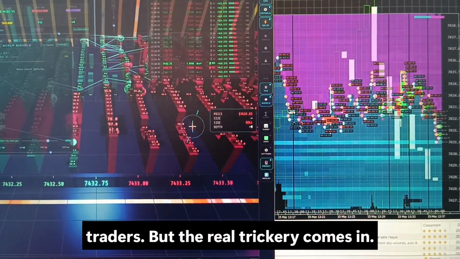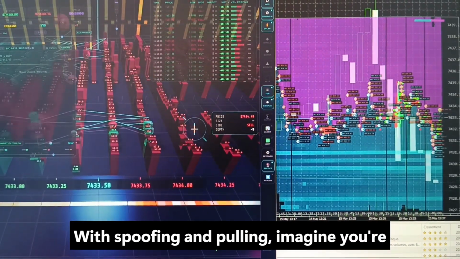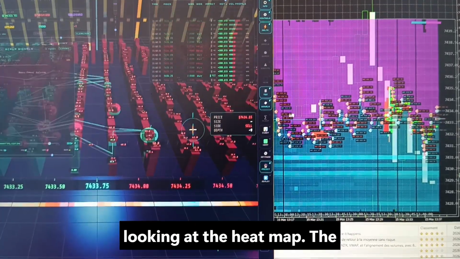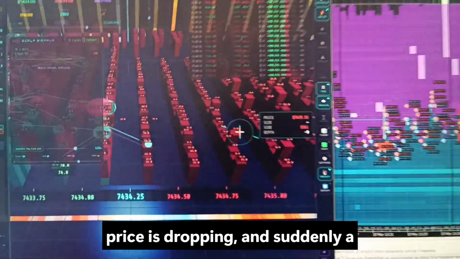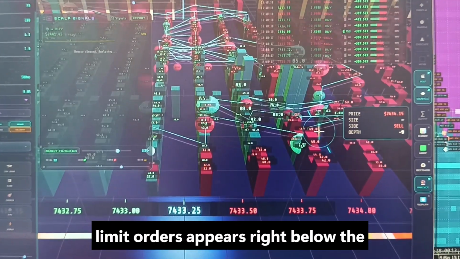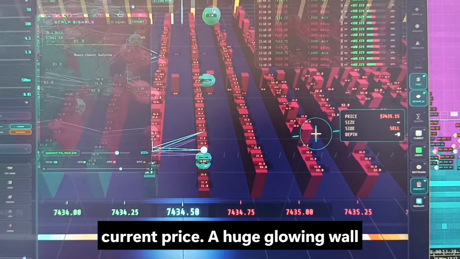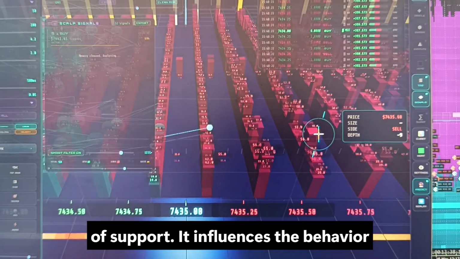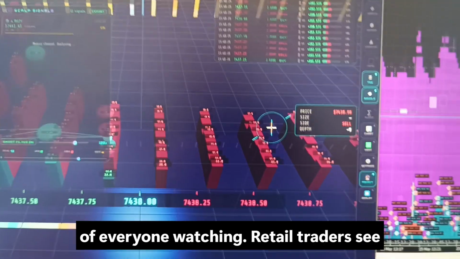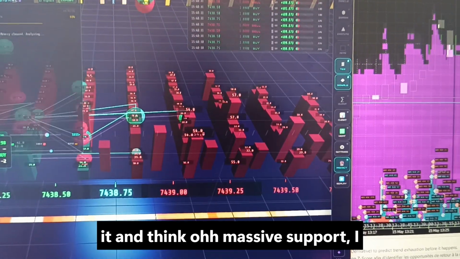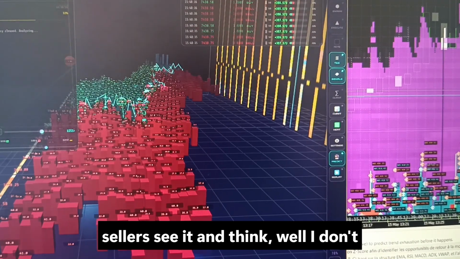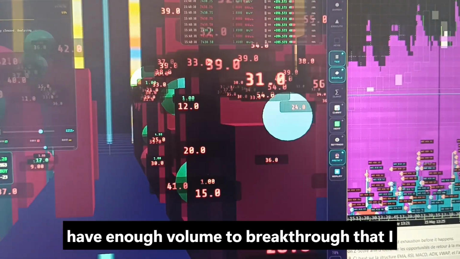Okay, but the real trickery comes in with spoofing and pulling. Imagine you're looking at the heat map, the price is dropping, and suddenly a massive, thick cyan band of buy limit orders appears right below the current price. A huge, glowing wall of support. It influences the behavior of everyone watching. Retail traders see it and think, oh, massive support, I should buy ahead of that. Aggressive sellers see it and think, well, I don't have enough volume to break through that. I should cover my shorts.